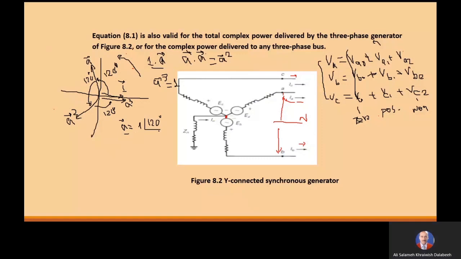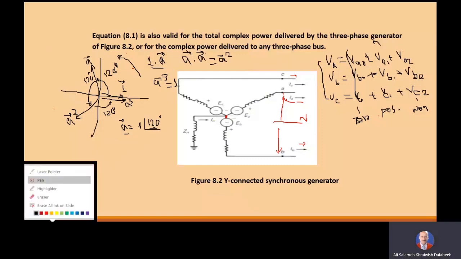Okay, the vector rotates anticlockwise by this value, by 120 degrees. It's clear and easy. A is equal to 1, and has an angle of 120 degrees. This is A.